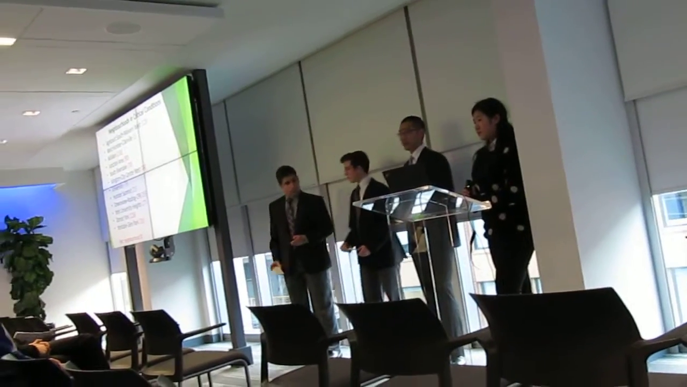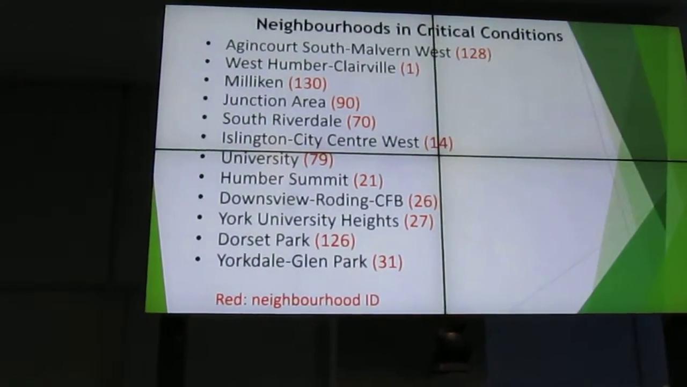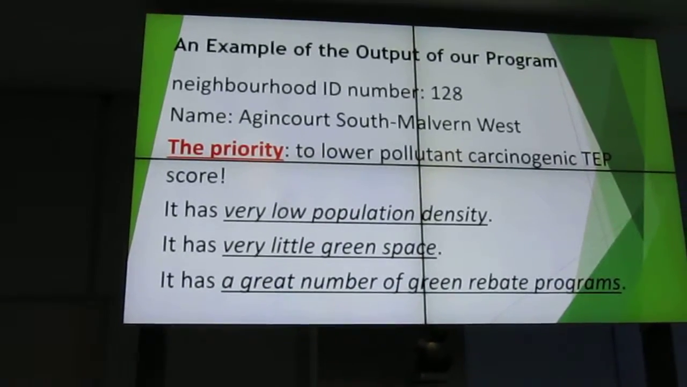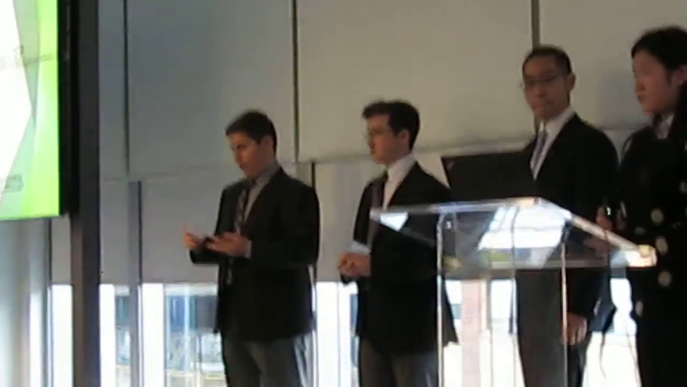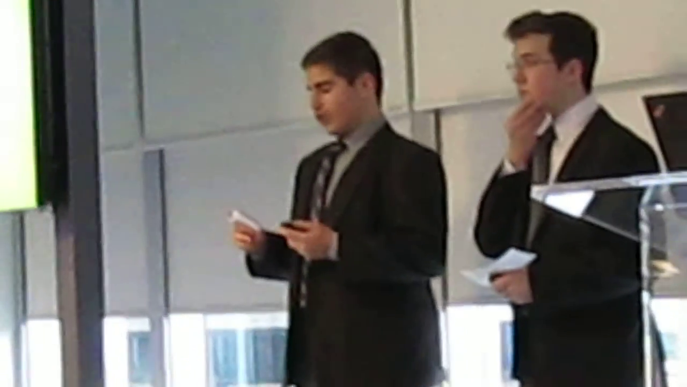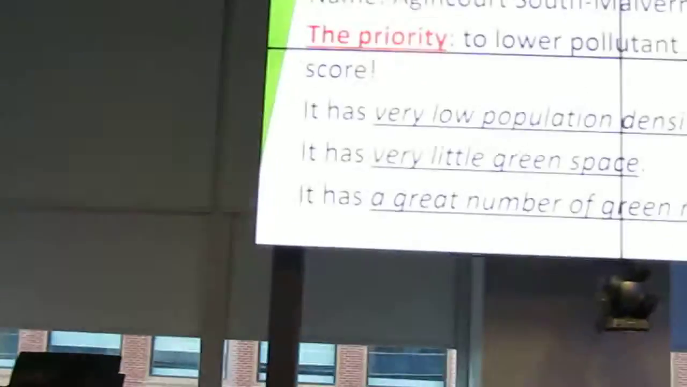So those are the neighborhoods that we finally find, and the red ones are the neighborhood ID. So now that we've gone over the actual program and the algorithm that has been created, we'll go over the output of the program. The first thing that it does for each neighborhood is it outputs the name and the neighborhood ID so we can identify which one it is.